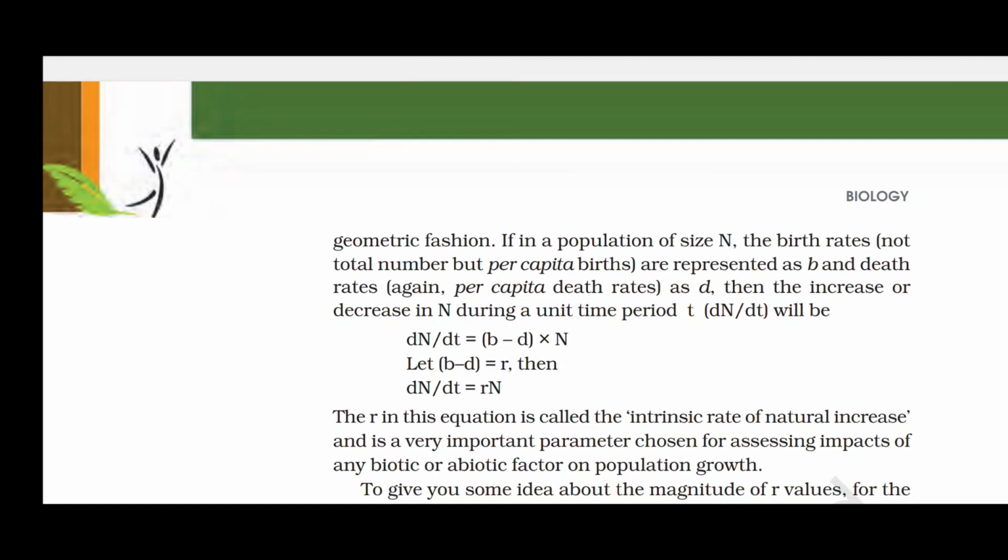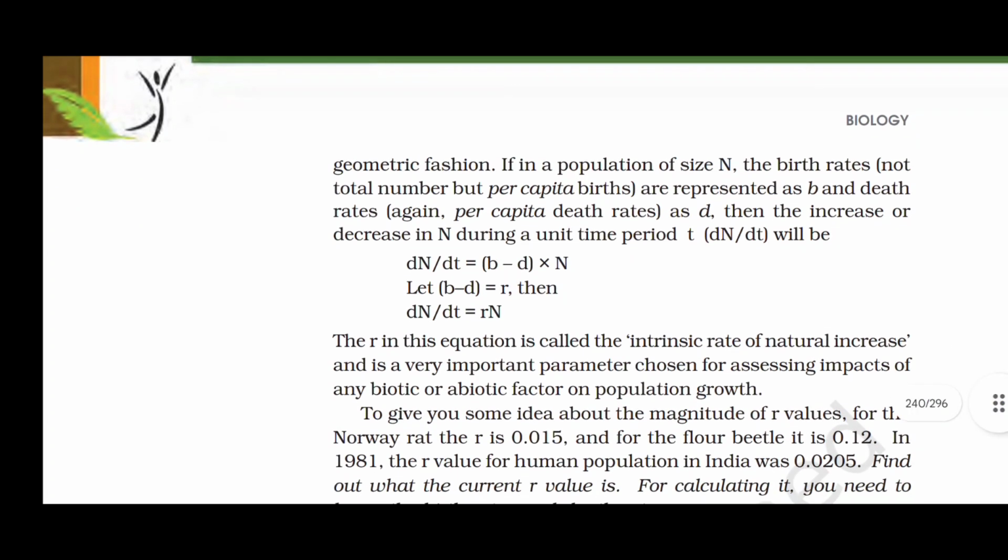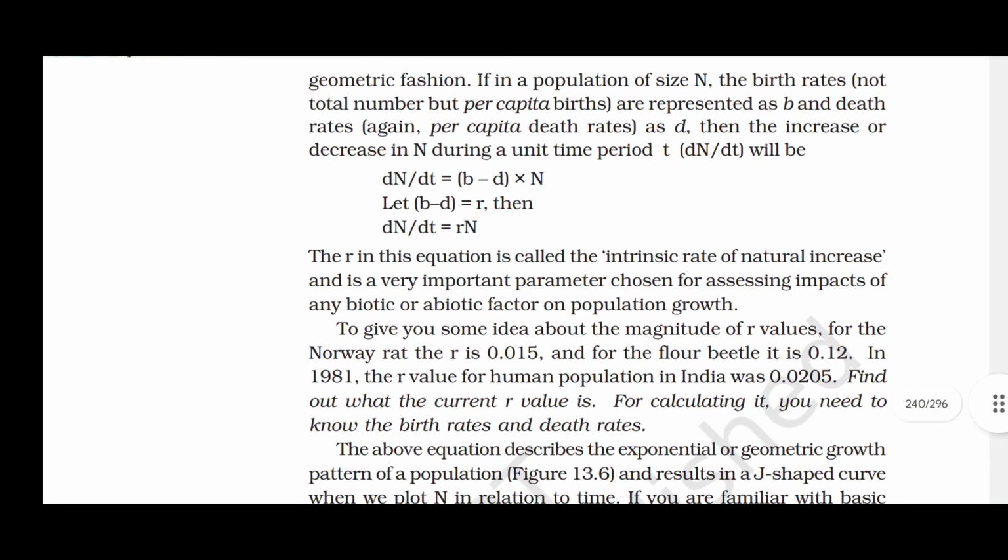If in a population of size N, the birth rates, not total number, but per capita births, are represented as b and death rates, again per capita death rates, as d, then the increase or decrease in N during a unit time period t, dN/dt, will be dN/dt = (b - d) × N. Let b - d = r, then dN/dt = rN. You can have a glance at the screen to understand the equation.